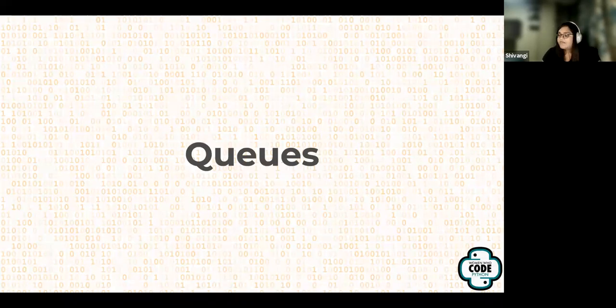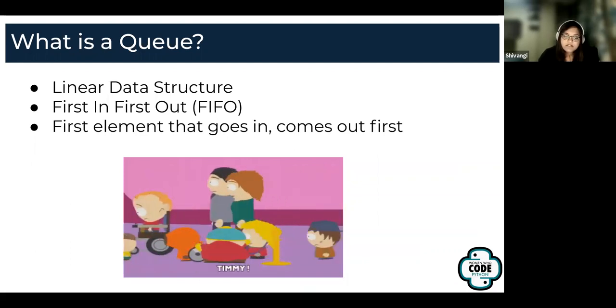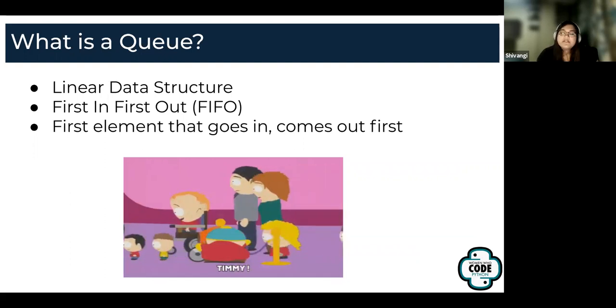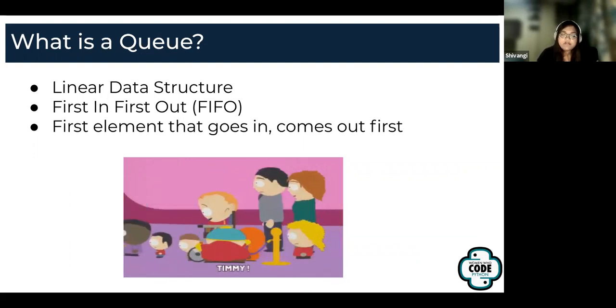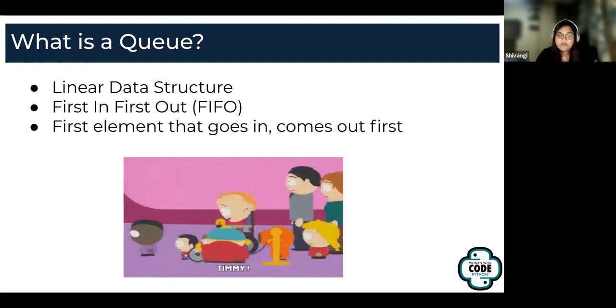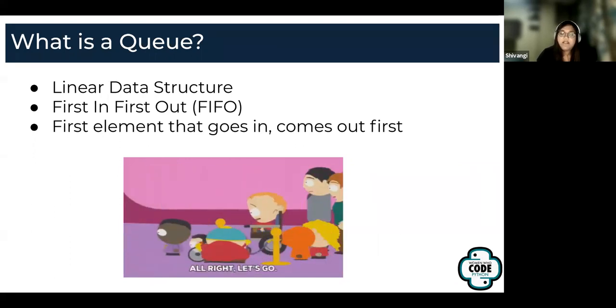So I've spoken about linked lists. Now let's talk about queues, right? What is a queue? Again, a queue is a linear data structure. How is it different from stacks? A queue is different from stacks because unlike stacks, it follows the rule called FIFO, which says first in, first out. Basically, the first thing which goes in is the first thing to come out, right?